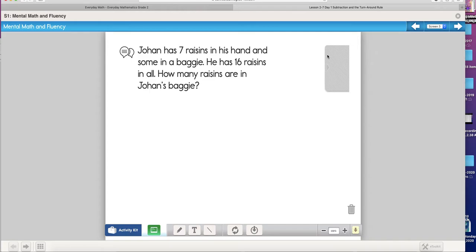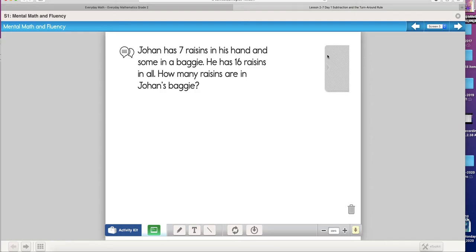Johann has 7 raisins in his hand and some in a baggie. He has 16 raisins in all. How many raisins are in Johann's baggie? Give you a second to think about that one. Derek, go ahead. You can put your headphones away. All right. Let's see. Who thinks they know? Kaden?